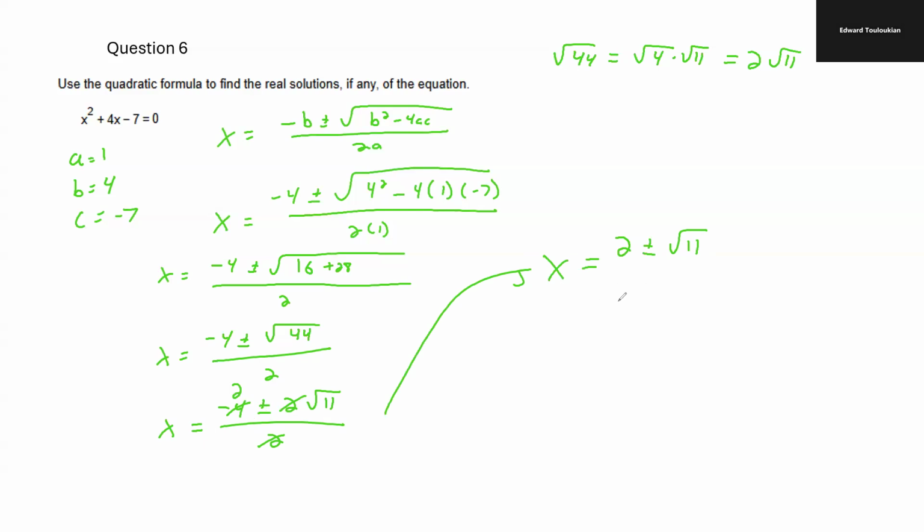And so we have two answers from here now. One is negative 2 plus square root 11, or negative 2 minus square root 11. So when you write your solution set, you can do negative 2 plus square root 11, comma, negative 2 minus square root 11. There's your solution.